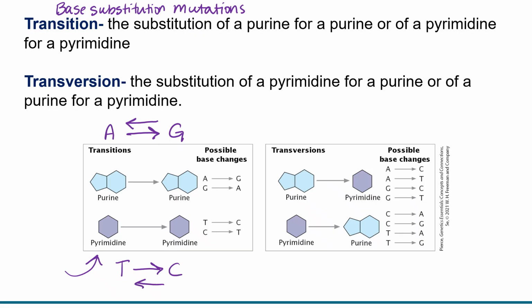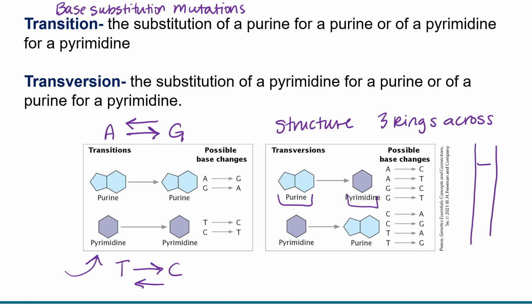In a transversion mutation, we have a purine being substituted for a pyrimidine or vice versa. Now, when we have this substitution, we are actually going to affect the structure. Because remember that a purine is 2 rings wide and a pyrimidine is only 1 ring wide. And when they pair up, then they are pairing up in a 3-ring across structure. And this is one of the ways that our DNA molecule maintains a standard width all the way across.